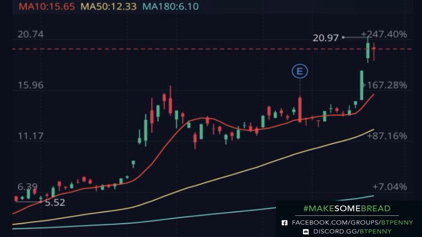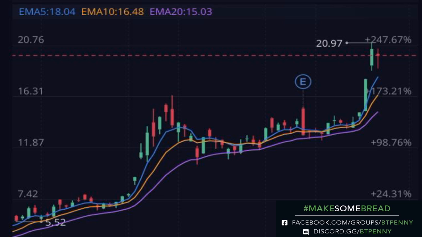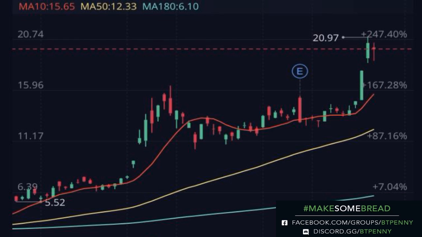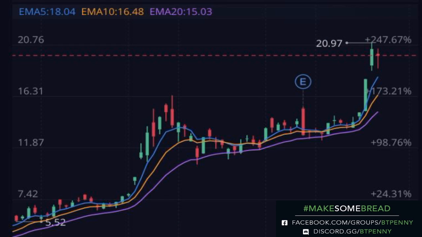Okay, so what's the difference between the SMA and the EMA? I'm going to post a picture of what the EMA looks like now. So this is the SMA, this is the EMA. You can see how the lines are a little bit farther apart on the SMA and closer together on the EMA.